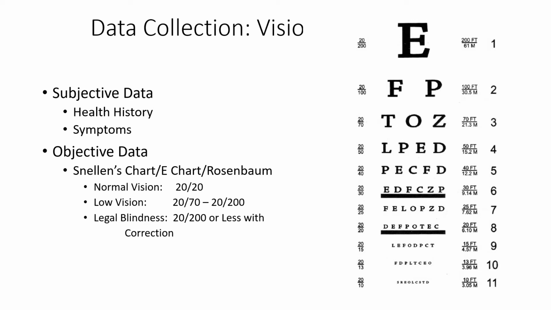So if you have normal vision, you can see at a normal 20 feet in a normal range. When they're talking about low vision, they see letters at 20 feet that normal vision can see at 70 feet. So that's what those 20 and 70, 20 and 200, are talking about.